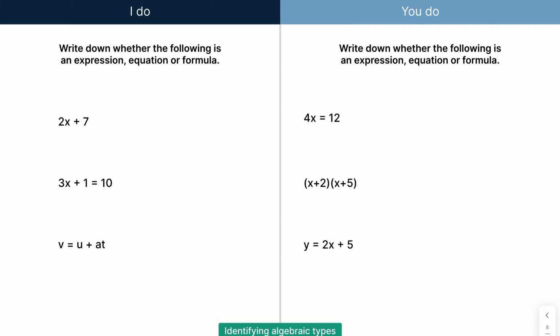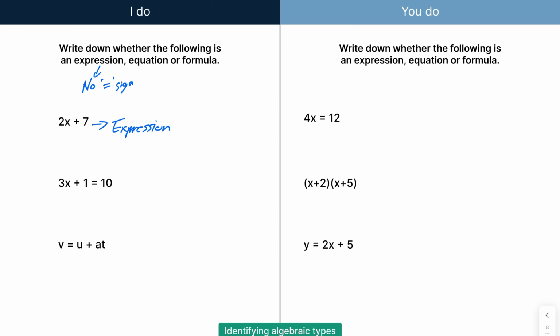So here we've been asked to write down whether the following is an expression, an equation, or a formula. Now with an expression, it has no equal sign. Okay, so it has no equal sign. That's how you know it's an expression. So out of all of these three that we've got, there's only one that has no equal sign. So straight away we know that this is an expression, because it has no equal sign.